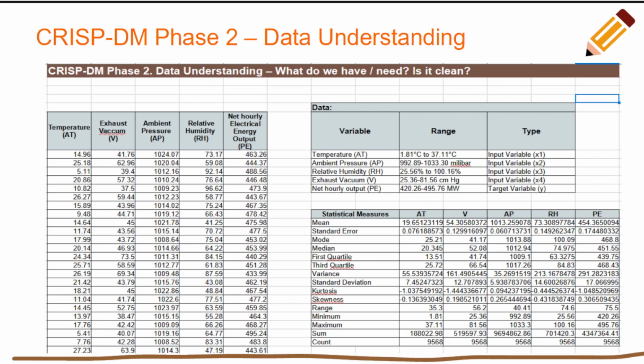In phase 2, we will understand the given data. The objective is to analyze if the given data is sufficient, is it clean, and how to handle missing data. The data source comprises 9,568 hourly average ambient environmental readings classified as ambient temperature, ambient pressure, relative humidity, exhaust vacuum, and net electrical energy output.